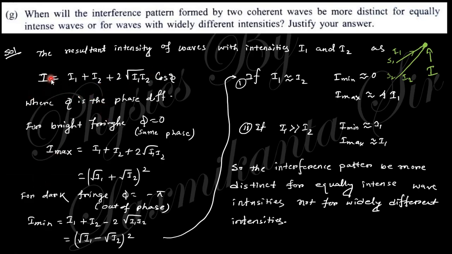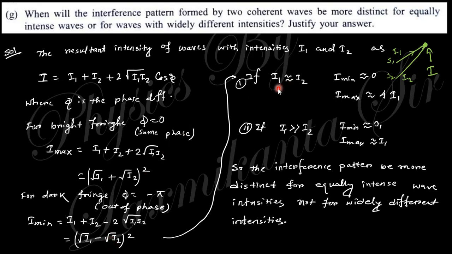See, the resultant intensity of two waves coming from sources S1 and S2 is I equals I1 plus I2 plus 2 root under I1 I2 cos phi, where phi is the phase difference. For a bright fringe, phi equals 0, that is the same phase. Then I maximum is root I1 plus root I2, whole square. For a dark fringe, phi equals pi, that is out of phase. The minimum intensity is I1 plus I2 minus 2 root I1 I2, which becomes root I1 minus root I2, squared.